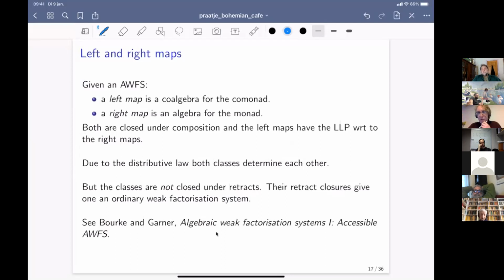If you want to know more about these things, there are some nice papers by Emily Riehl, and there's also a very comprehensive treatment in the paper by Bourke and Garner. One important thing is that these left and right maps are not automatically closed under retracts like they are in normal refactorization systems. But you can take the retract closures, and then you get an ordinary refactorization system. So every algebraic refactorization system has an underlying normal refactorization system in that way.